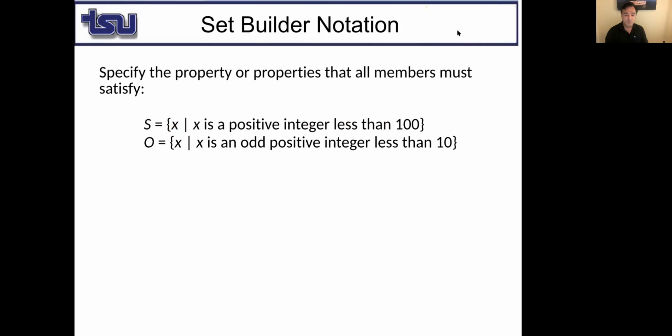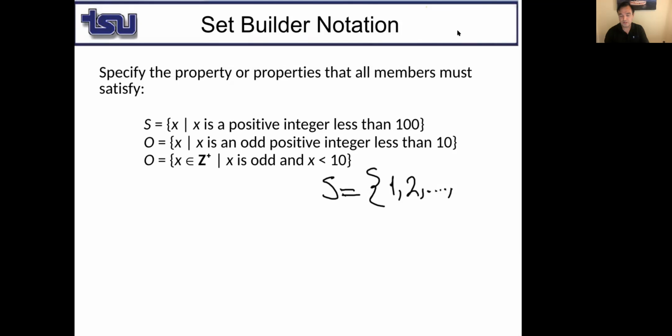Or I can say O is a set that consists of elements, and each one is an odd positive integer less than 10, okay? Or here, x is a positive integer, and x is odd, and x is less than 10. So all of them mean what? For example, here S means it's a positive integer, so it starts with 1, 2, all the way to what?